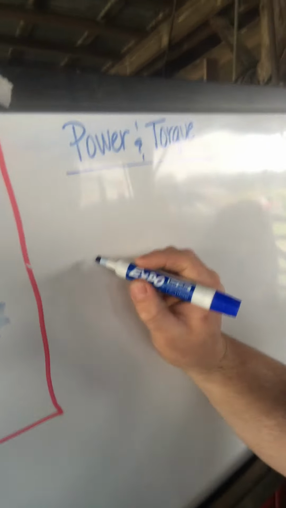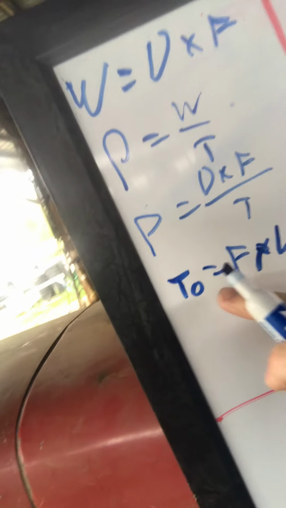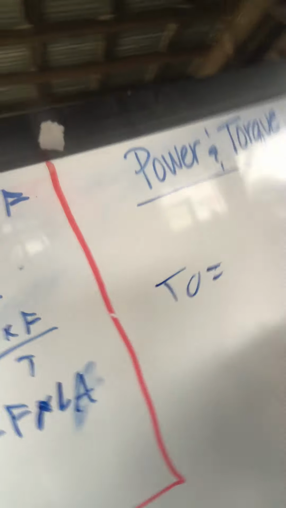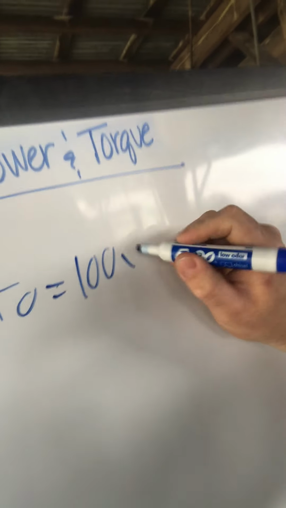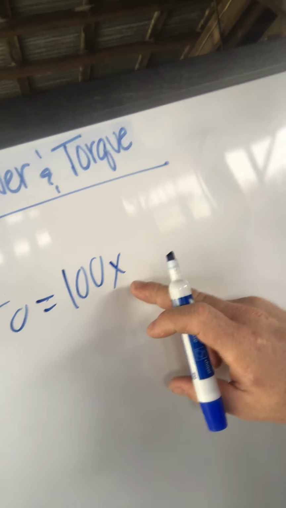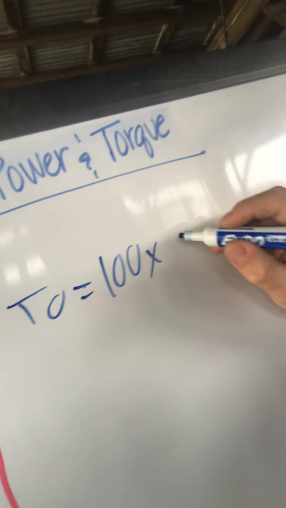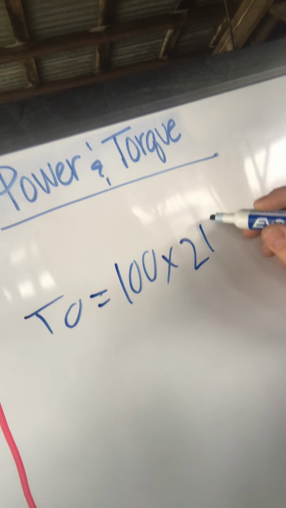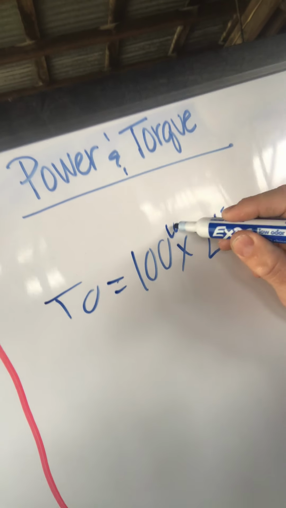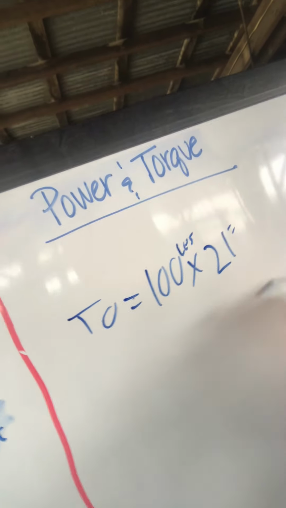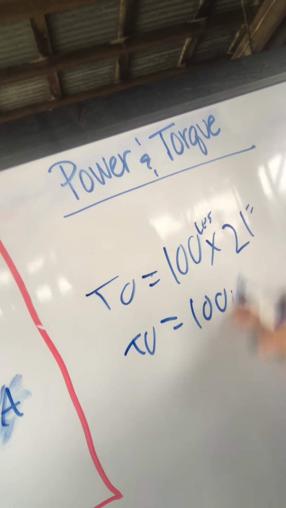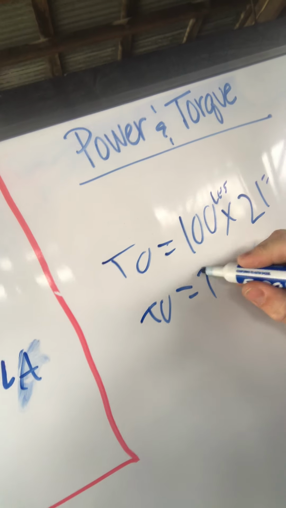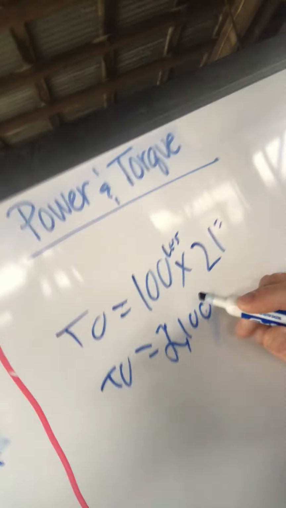So we plug this in. How much torque did I just apply to that bolt? We're going to use our equation, T equals F times LA. What I estimated I pushed with is about 100 pounds, times, what was our lever arm? Well, we measured it. It's 21 inches. So what is 100 times 21? T equals 100 times 21, which is 2100. Now what are our units?